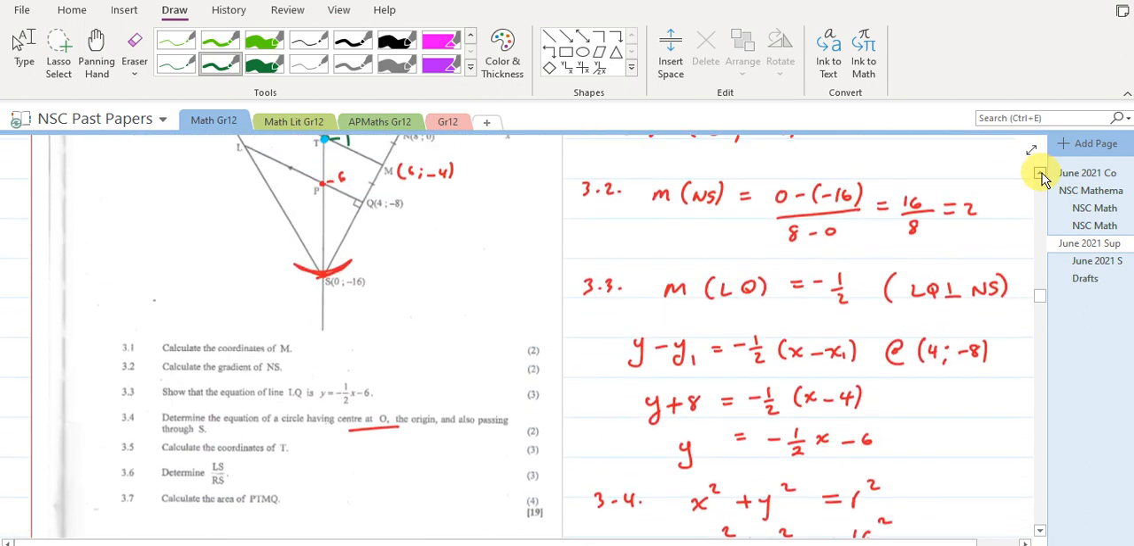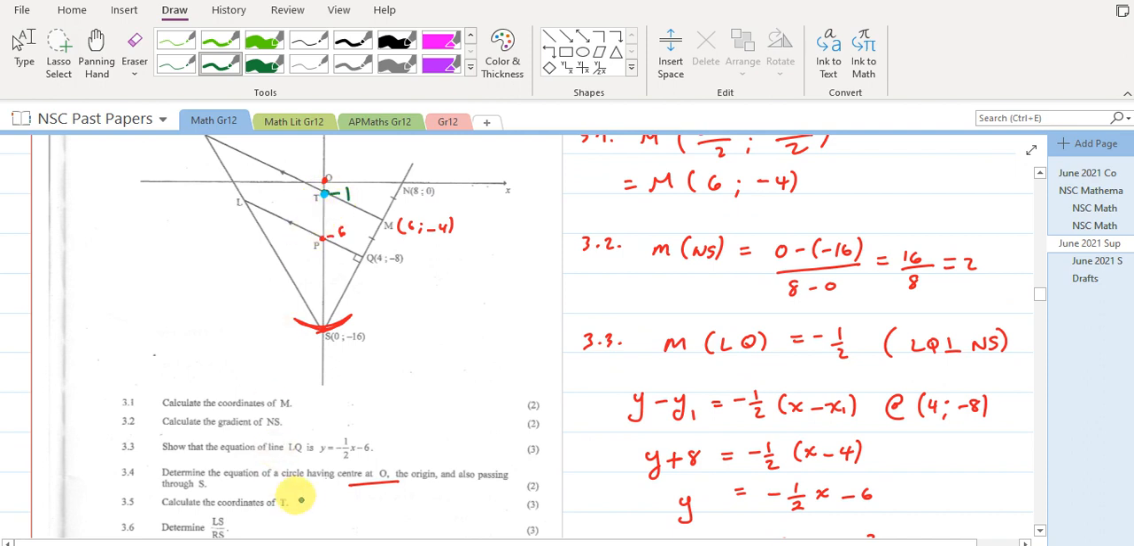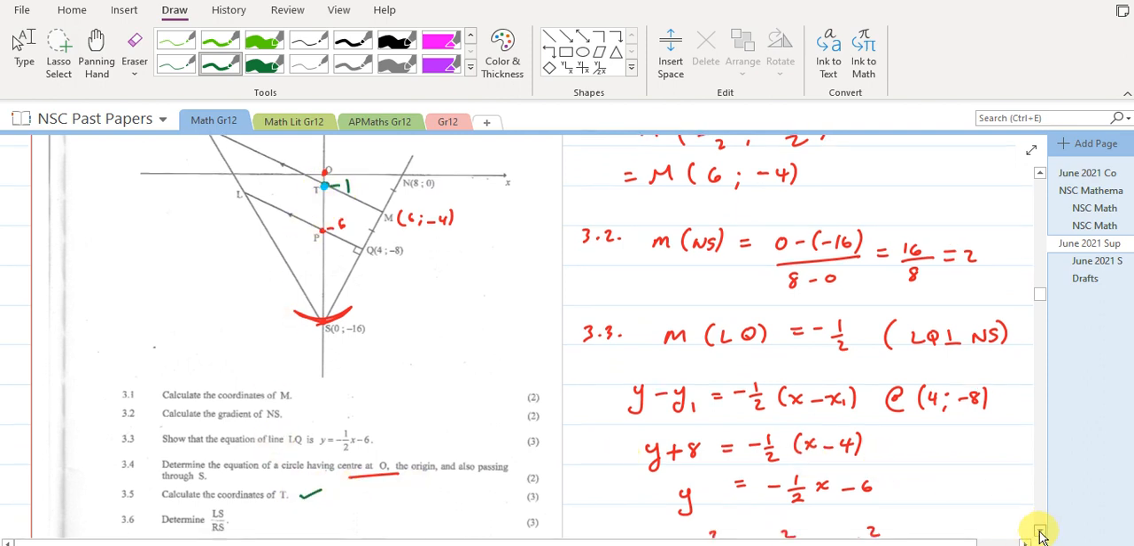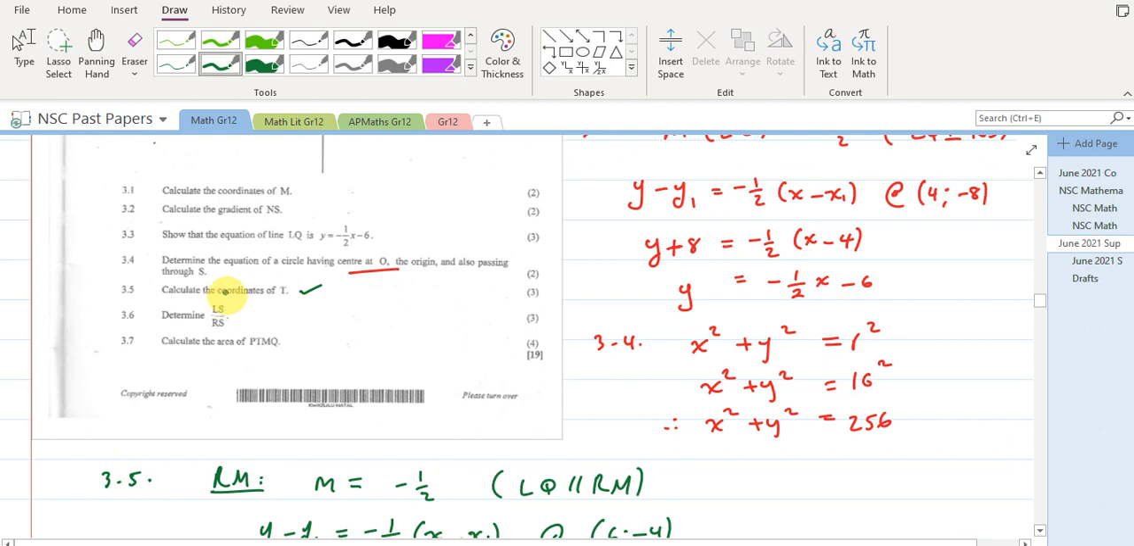I think that's what they wanted. They wanted the coordinates of t? Yes, the coordinates of t is 0, minus 1. All sorted. Let's look at the next one.